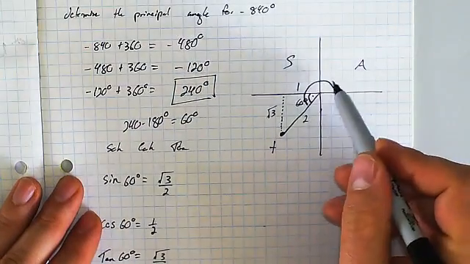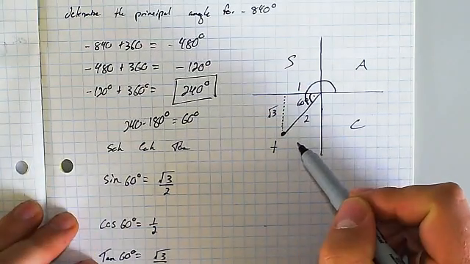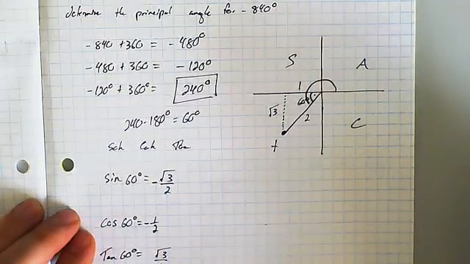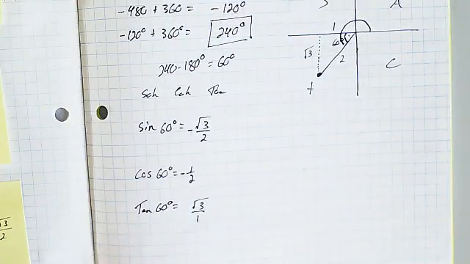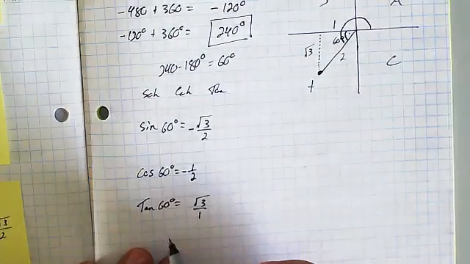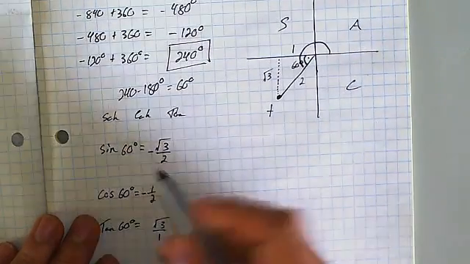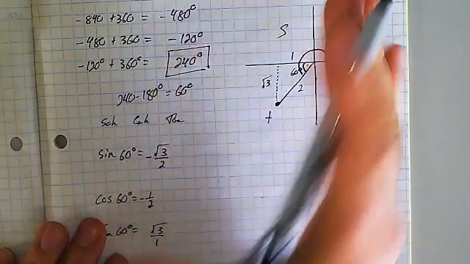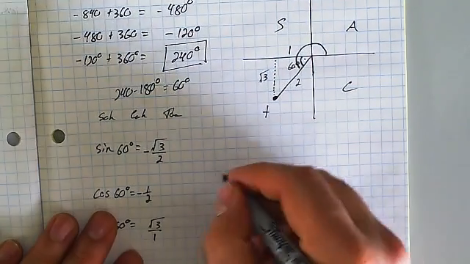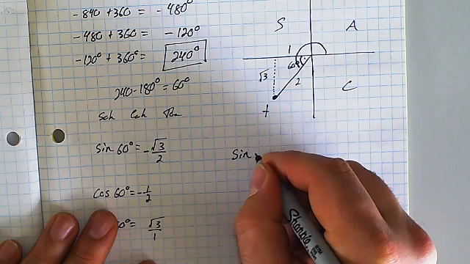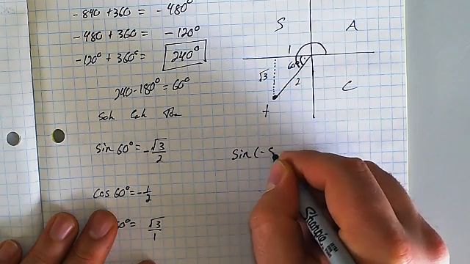You have to remember the CAST rule, because some of these are positive or negative. In fact, in our third quadrant, we know that tan is positive, which means cos and sine are negative. Your very last step is to write this out, because it wants to know the exact value of negative 840, not 60 degrees. Even though we know that 60 degrees and negative 840 are the same thing, that doesn't matter. We want to rewrite this.